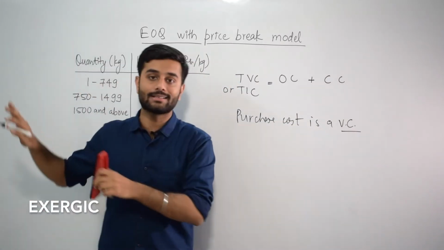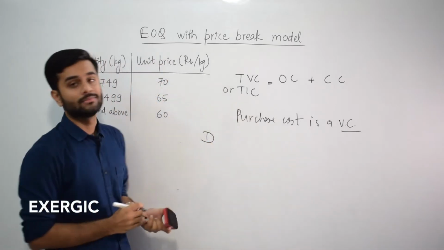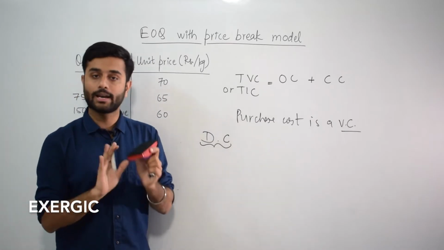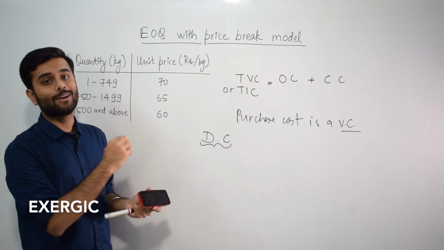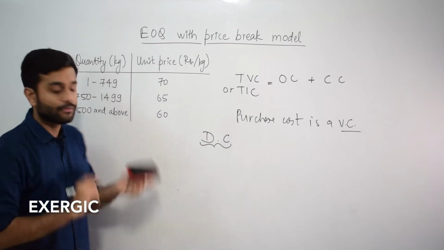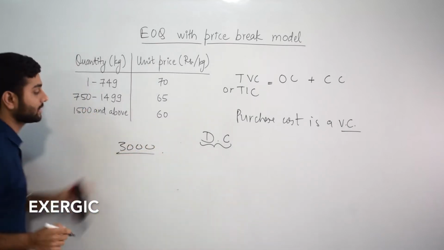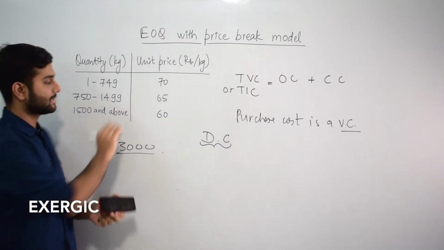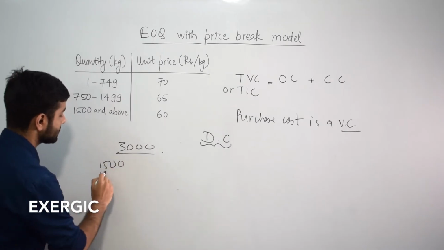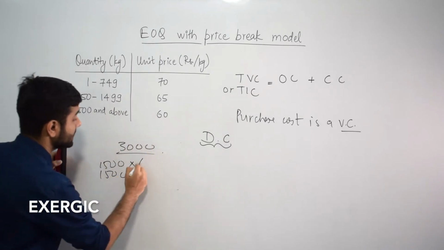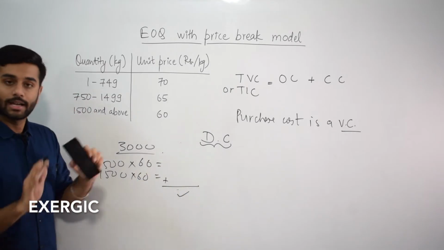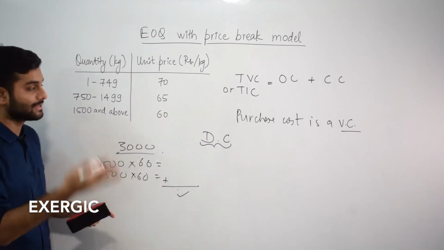How? In the earlier cases, if annual demand was D and price per unit was C, then D multiplied by C was the total purchase cost, right? But here, depending upon how much you are ordering per order, your cost is different. How much you have to pay is different. If you have 3000 units or 3000 kg demand in 1 year, in the same example, and you decided that you will make 2 orders of 1500 kg each, then for each order you have to pay 60 rupees per piece, correct? Per kg you have to pay 60, per piece I am saying.